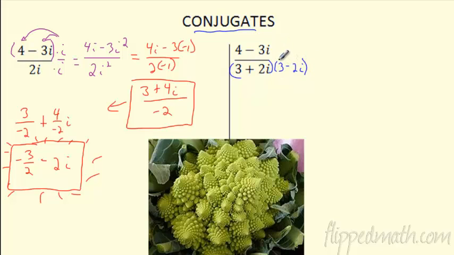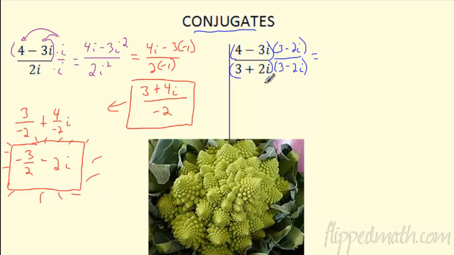But whatever you do to the bottom, remember, you've got to do it to the top to keep it equal. So again, I'm multiplying by 1. This nasty fraction over the same thing on bottom is just 1 if I reduce it. So I'm going to multiply this out. Let's do it. Let's see what happens here.